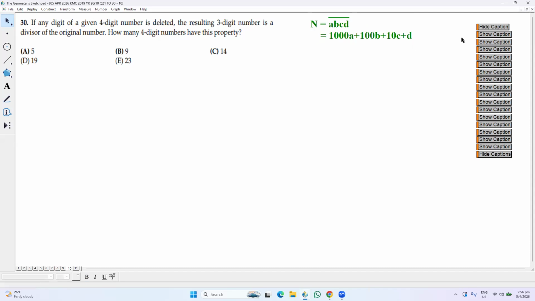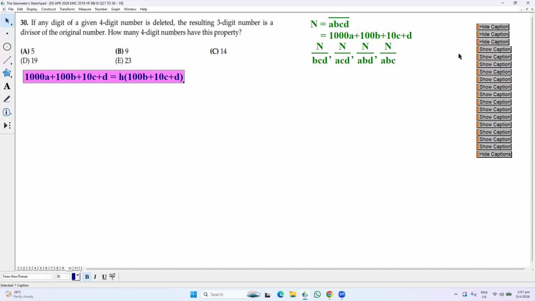Then we want to form a 3-digit number, so we delete any of the digits. If we delete A or B or C or D, all are divisors, so all will become integers, all divisible. So we look at deleting A. If we delete A, we get 100B plus 10C plus D. This is a divisor, so we write H times this equal to the original number N.